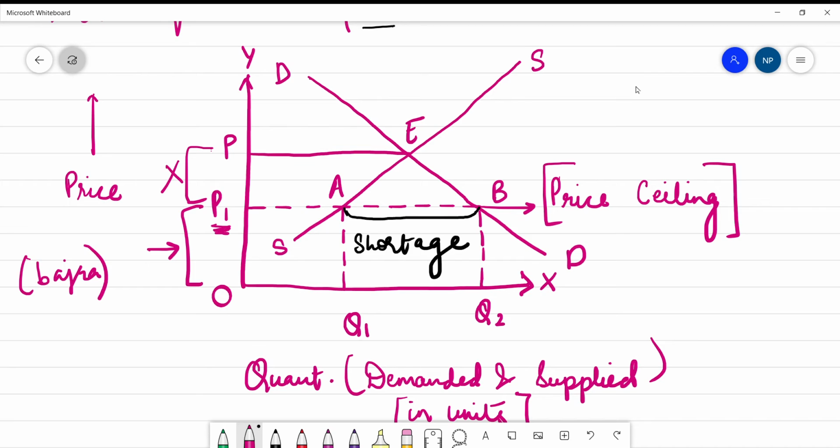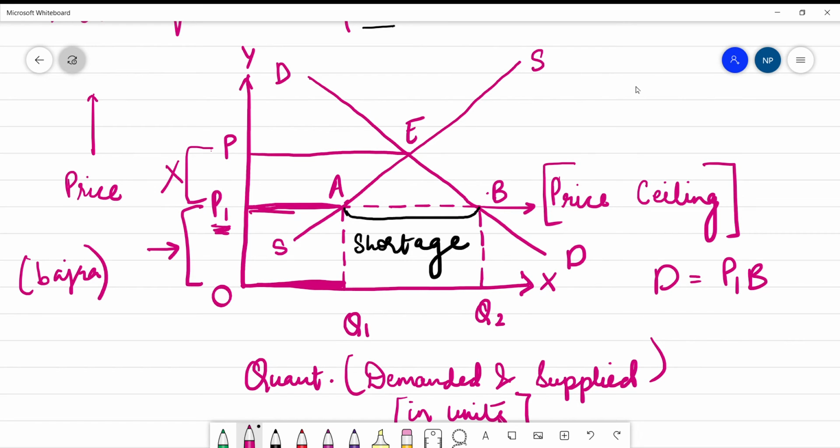At this controlled price OP1, children, we see that the producers are willing to supply only from P1 to A. They are ready to supply from P1 to A, or you can say O to Q1. This much they are able to supply, while the consumers' demand is P1B. The consumer is demanding P1B.